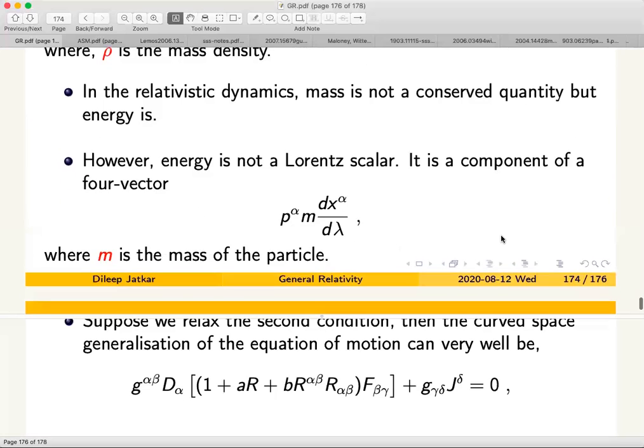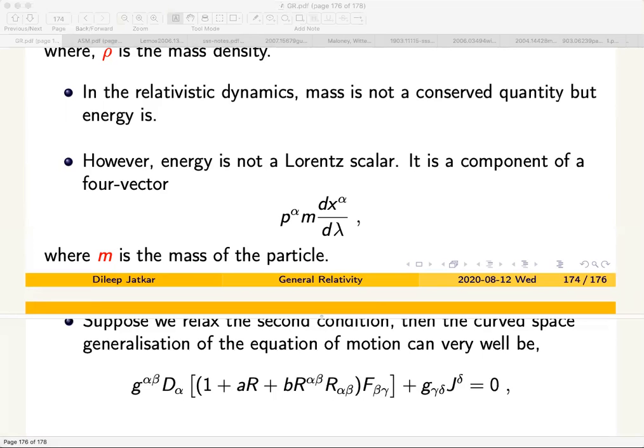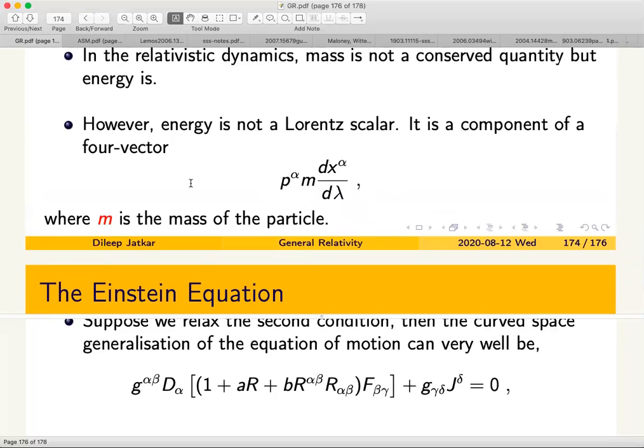So what we would want to write down is a 4-vector p mu or p alpha, which is m times dx alpha by d lambda. If you do that, then you could use this object, which is a 4-vector, and try to use p alpha in this equation, and try to write down the covariant form of the equation.